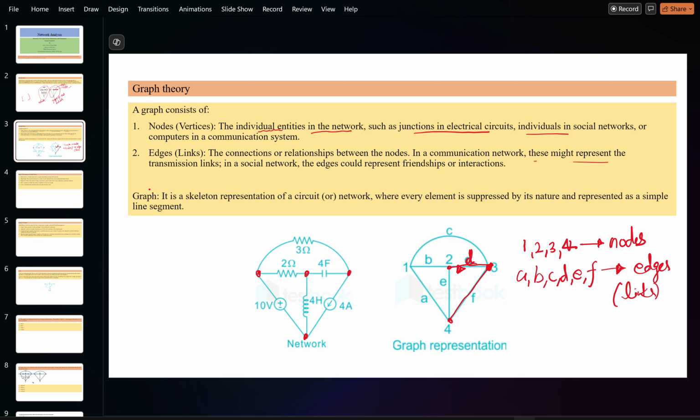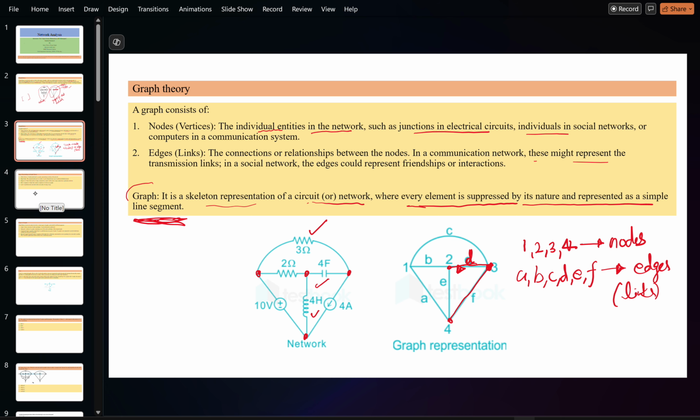Okay. And the graph definition is that it is basically the skeleton representation of the circuit or network. Okay. But it is very important to know that every element is suppressed by its nature and represented as a simple line segment. Okay, they are the nature. Suppose a resistor has the inherent property of resistance, to cause power loss. Also capacitance stores charge, and inductance stores flux. So they are the inherent properties of these elements, but they can be represented with these edges only. Okay.